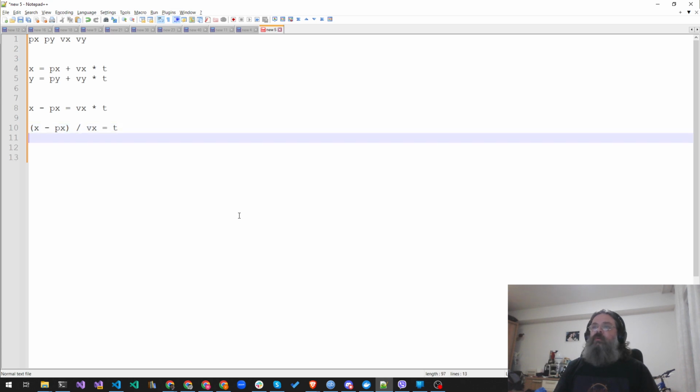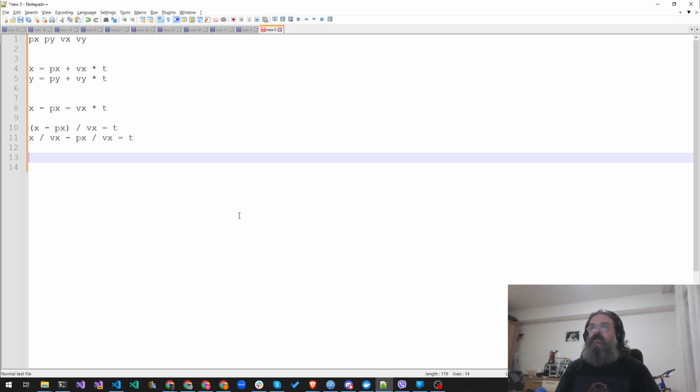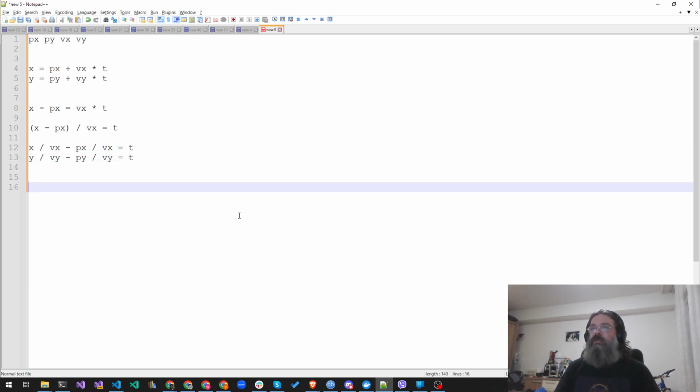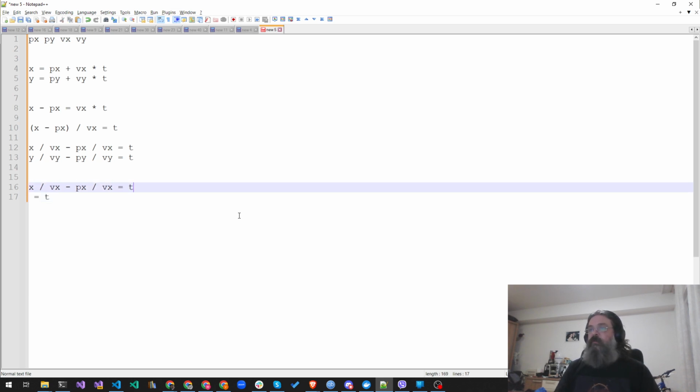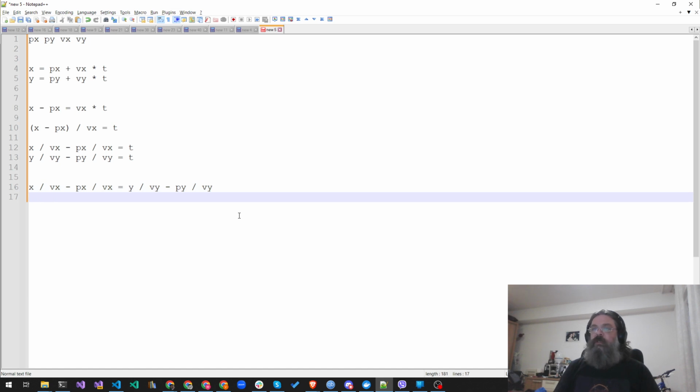Actually, we can do a little bit more. So x over vx minus px over vx equals t. And we have the exact same situation on the other side. We have y over vy minus that thing. This is a constant, by the way. It's equal to t. And now we can just say, well, those two things, since the t is the same, those two things are the same.